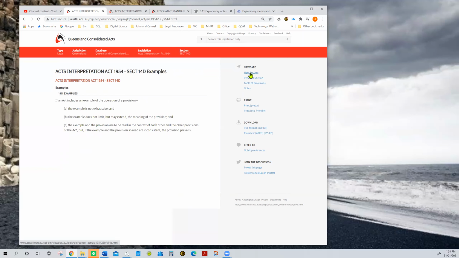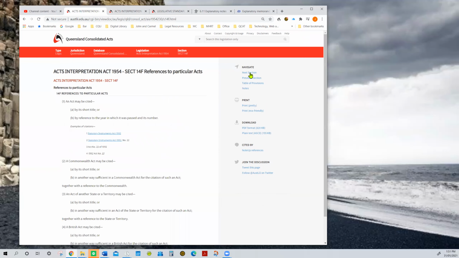Now also have a look at section 14F, which refers to particular acts. Now this is the way in which an act may be cited. You'll see that word a lot, cite or cited or citation. And that is the way in which lawyers formally refer to something. So if an examiner asks you to cite your authority for a proposition, what that means is, tell me the legislation, tell me the case. If you can't find a source of primary law, find something from the secondary law to support your proposition.